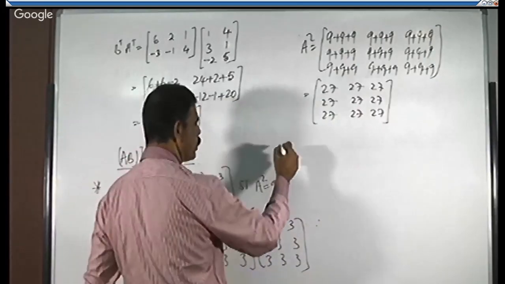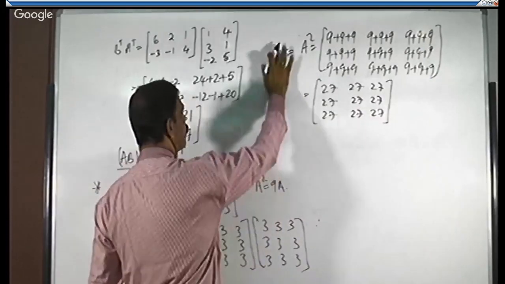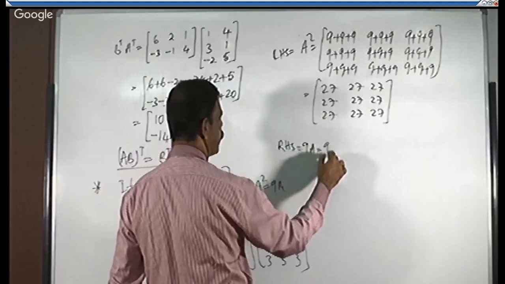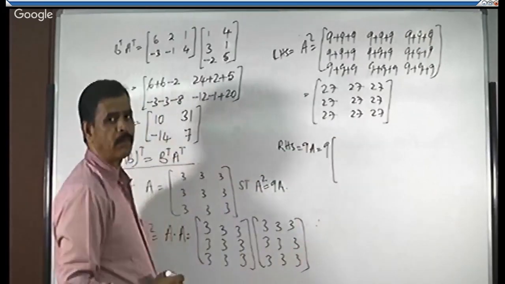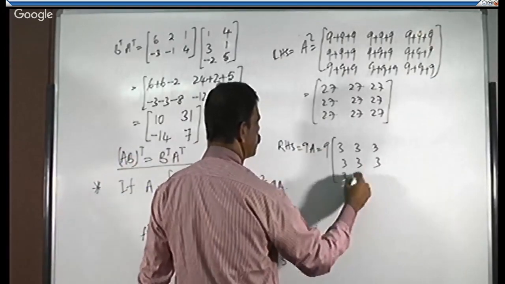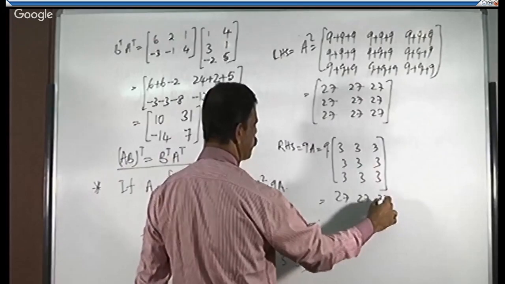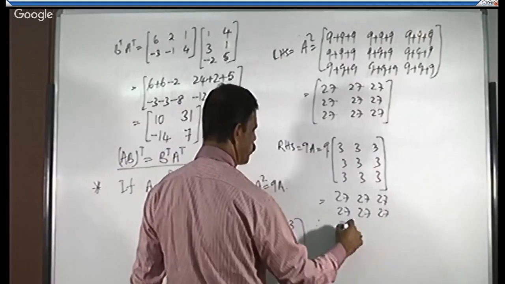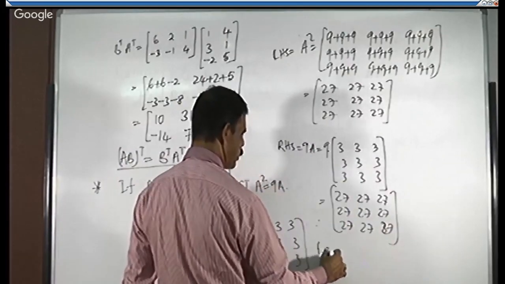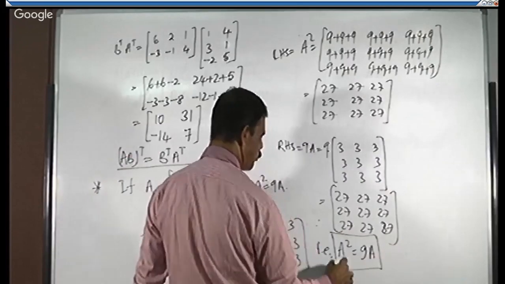In other words, I can prove it in another way. A square is what? I will be taking it as the left hand side. What is the right hand side? The right hand side is 9A. I will just make scalar multiplication, 9 into A, 3, 3, 3. So I am getting the same answer. 9 into 3, 27, 27, 27. So we got both are the same. That is, A square is always equal to 9 into A for a given matrix.